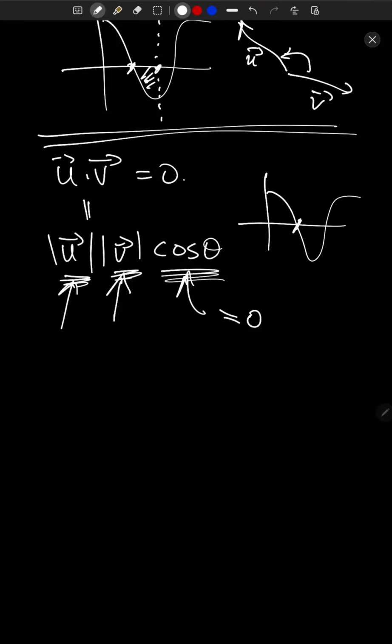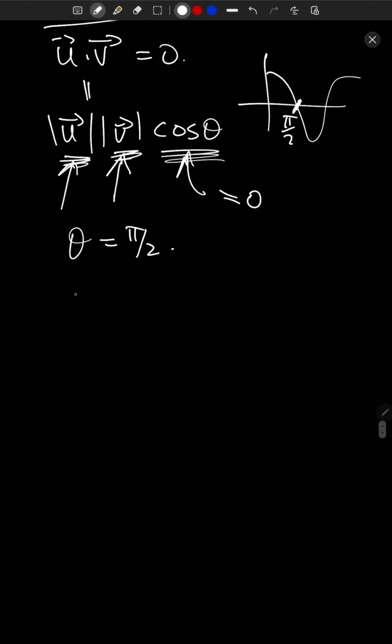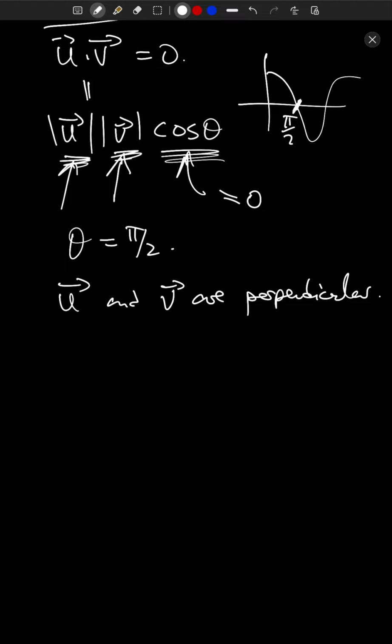Again, let's draw the graph. That guy right there. So cosine theta is 0 when theta is pi over 2. Okay, so what that means is u and v are perpendicular. Again, this is assuming neither of them are the 0 vector. This is probably the single most important application of the dot product. It allows us to tell when two vectors are perpendicular.